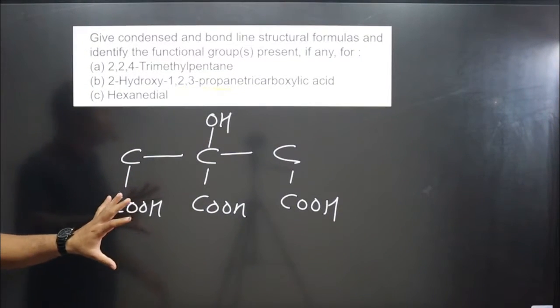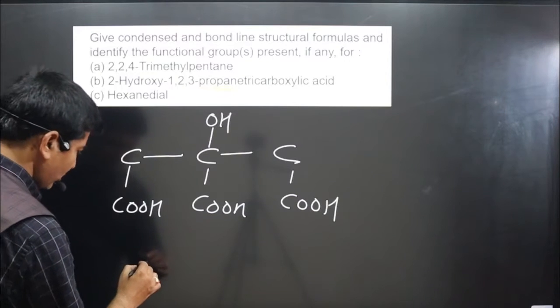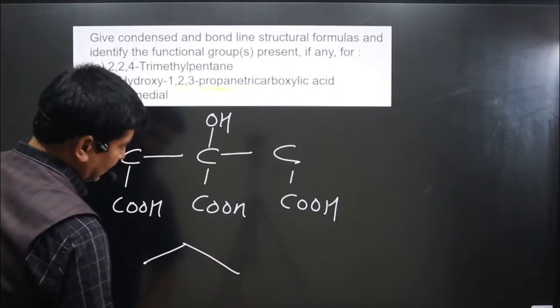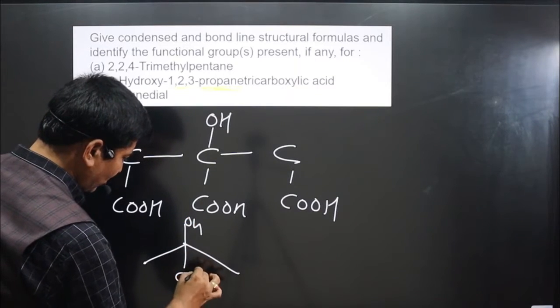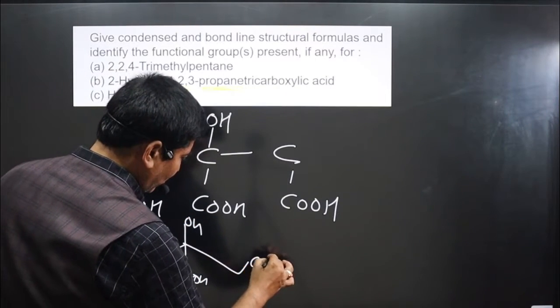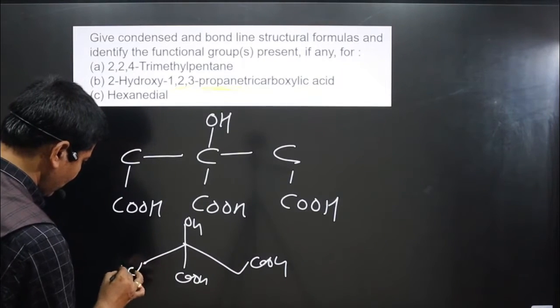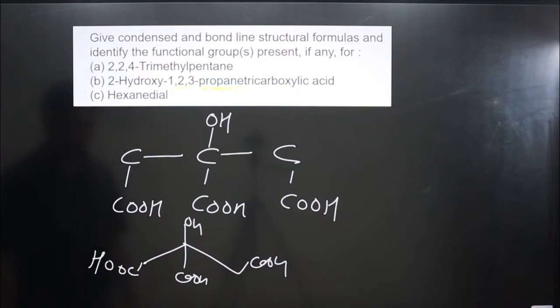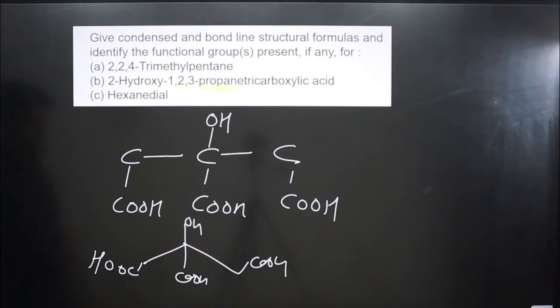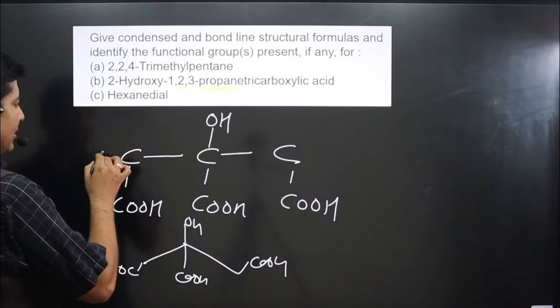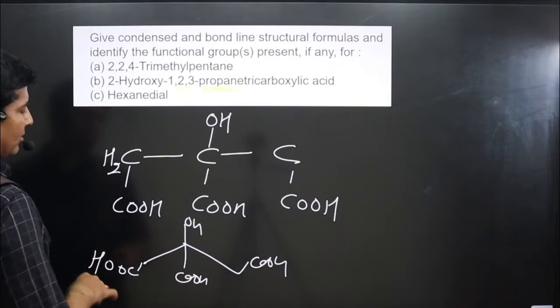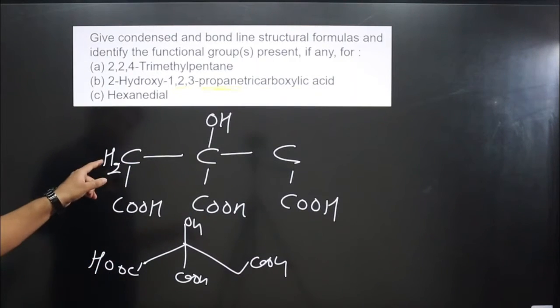If you want to show the bond line structure, we have the first, second and third carbon. In this case we mention OH on the second carbon, and COOH here, COOH here, and COOH here. This is the bond line structure formula. For the condensed structure, we satisfy the valency of carbon by attaching hydrogen.